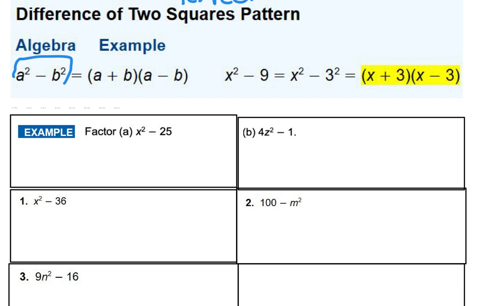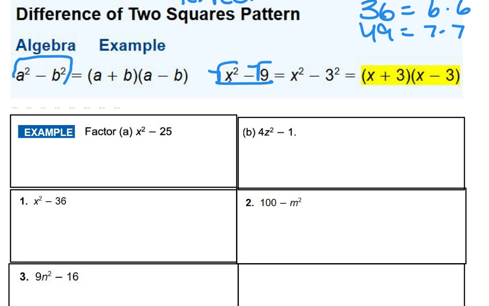So remember, like 36, that's a perfect square because it's 6 times 6. 49, 7 times 7. That's a perfect square, right? All right, so like if I've got x squared minus 9, that's a perfect square. 9's a perfect square. Okay, so it would be this, and then we can break it down based on what we just did. One's plus and one's minus. So this is a perfect square and this is.